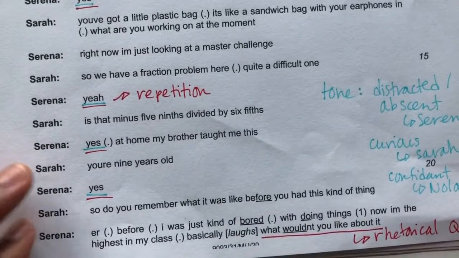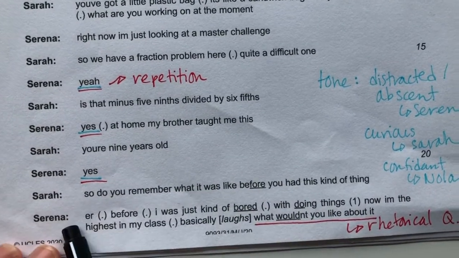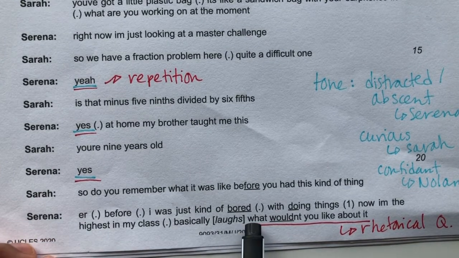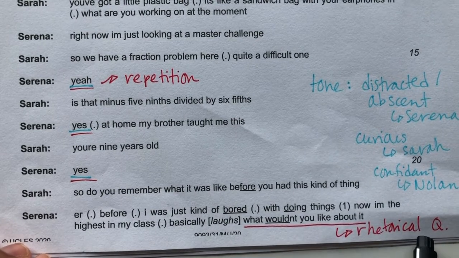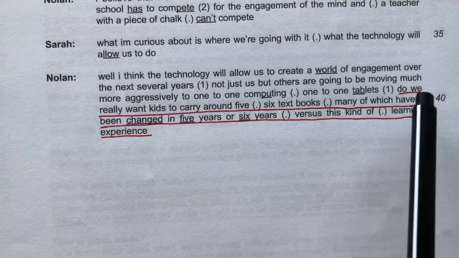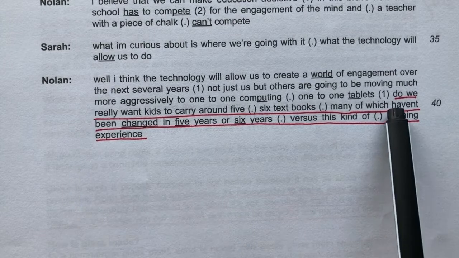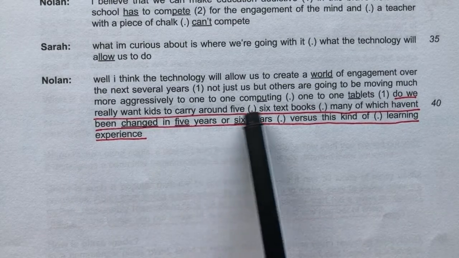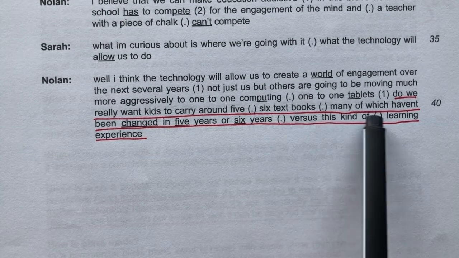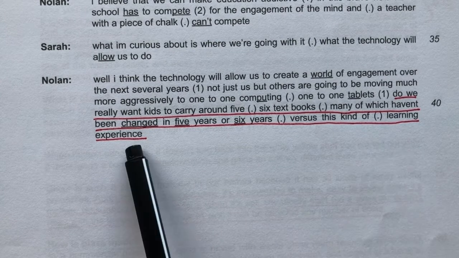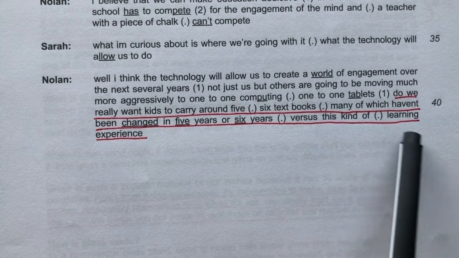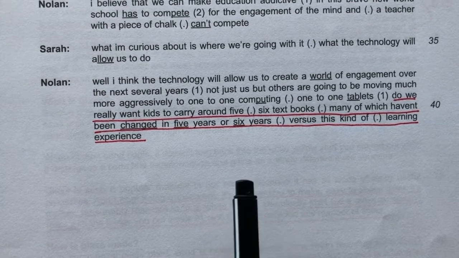We also have some rhetorical questions that I've noticed. Serena came in with the first one when she says, what wouldn't you like about it? There should be a question mark here. It's a rhetorical question, so figure of speech. And we also have a second rhetorical question here, from Nolan, when he says, do we really want kids to carry around 5, 6 textbooks, many of which haven't been changed in 5 years or 6 years, versus this kind of learning experience? So 2 rhetorical questions that I've spotted.